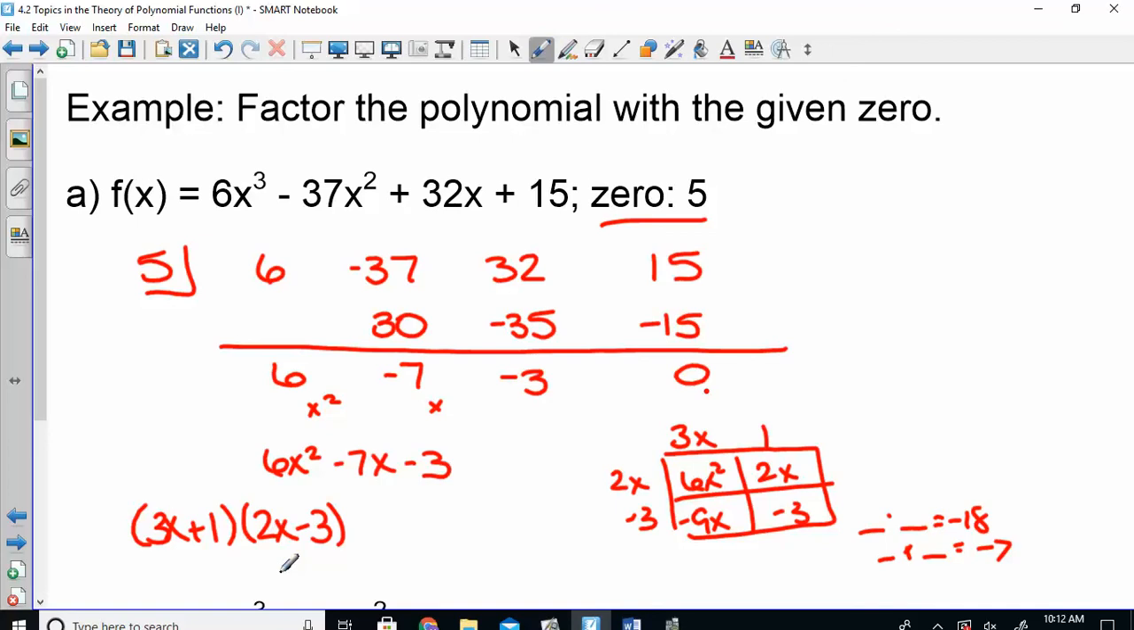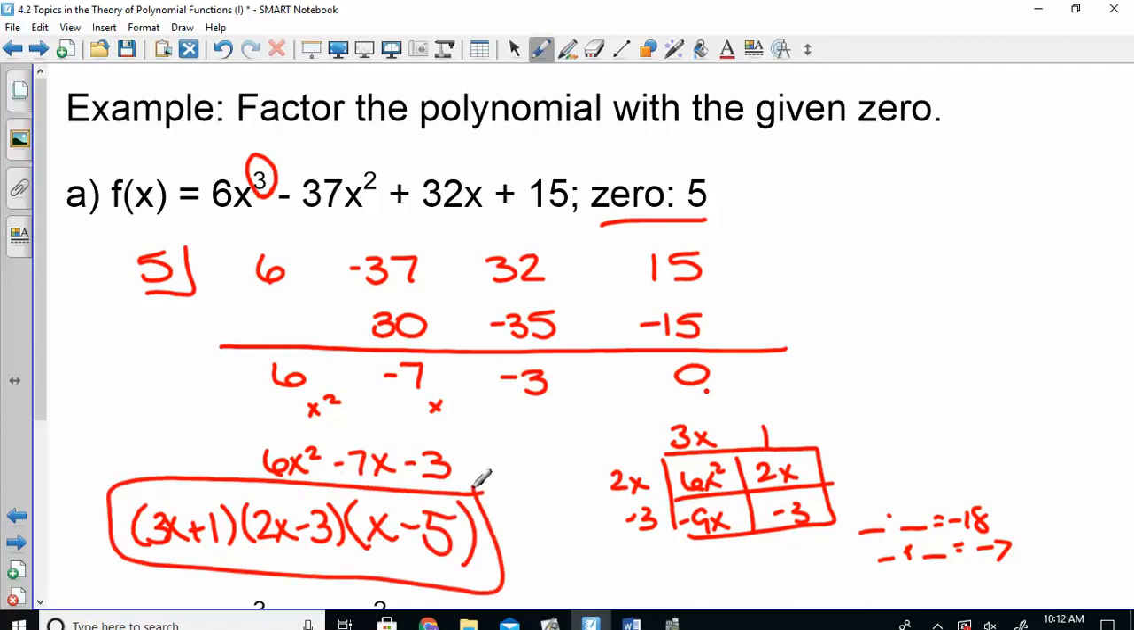Alright, we are really, really close to done. This was originally an x to the 3rd. That tells me it has 3 zeros. I'm expecting 3 parentheses. I only have 2. Where is my 3rd one going to come from? The 5. If 5 is a 0, what would be my factor? X minus 5. And we just successfully factored that polynomial.